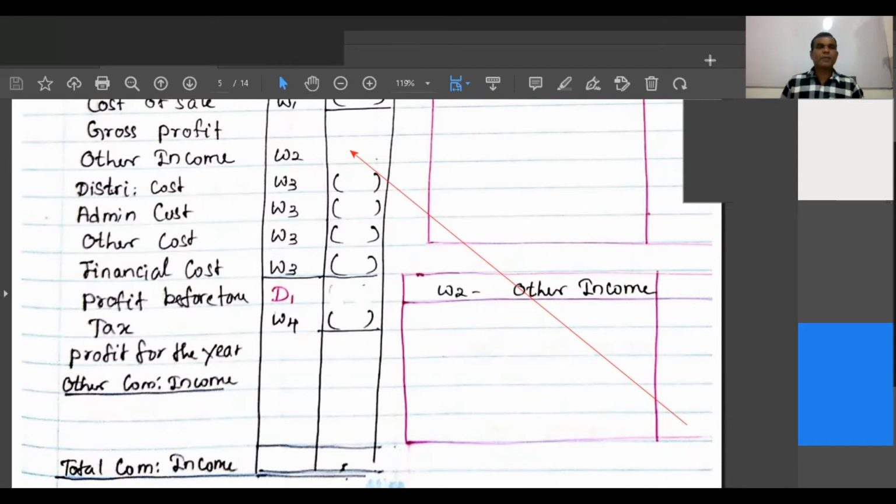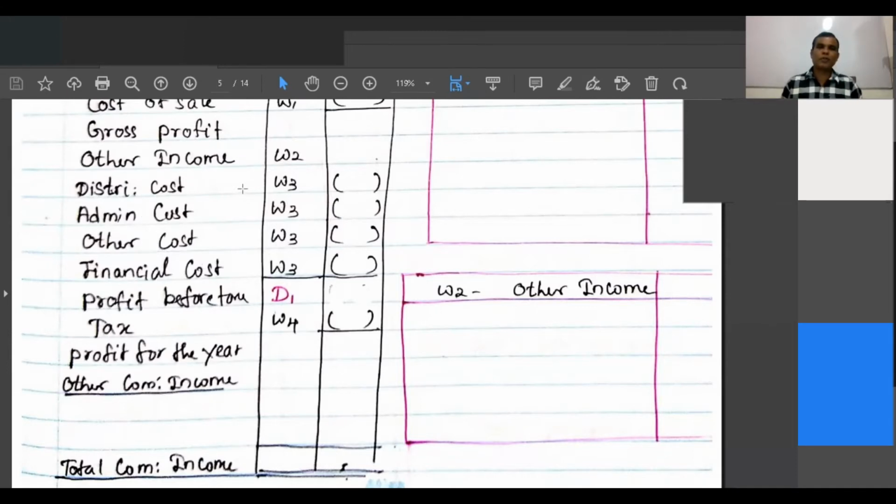And then you see this order should be maintained compulsorily. Distribution cost, working 3. Administrative cost, working 3. Other cost, working 3. Financial cost, working number 3. This chronology cannot be violated because we are preparing the financial statement based on LKAS 1, Lanka Accounting Standard number 1. So you are prohibited to violate this order. Keep in mind.